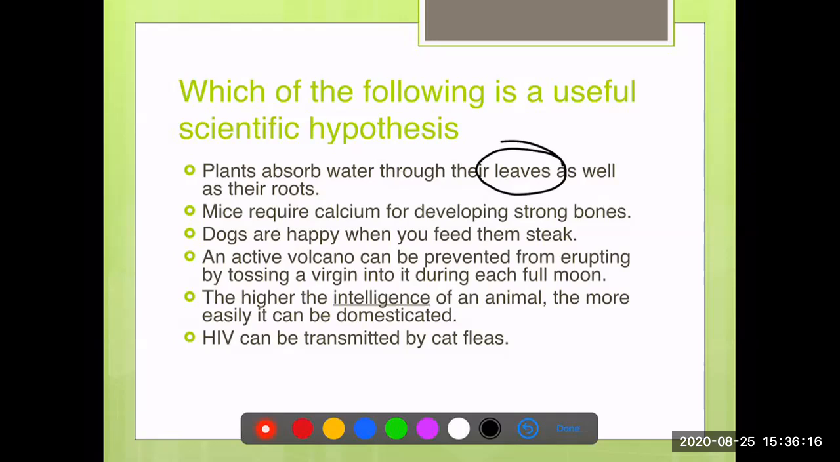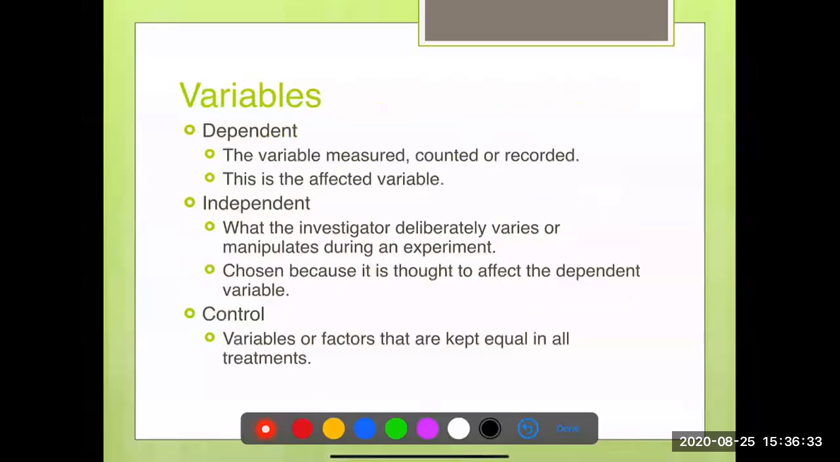HIV can be transmitted by cat fleas. It's written as a statement. It's testable. It's falsifiable. Okay, I hope you understand that questions and hypotheses need to be scrutinized a little bit more than maybe you were aware of. Let's now talk about variables. There are 3 variables I need you to know: the dependent variable, the independent variable, and the control variable.